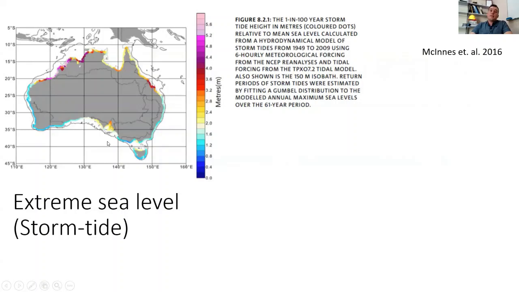Compared to the southern coast, although where the continental shelf and the bathymetry are wide, they can support large storm surge, which can increase extreme sea levels.